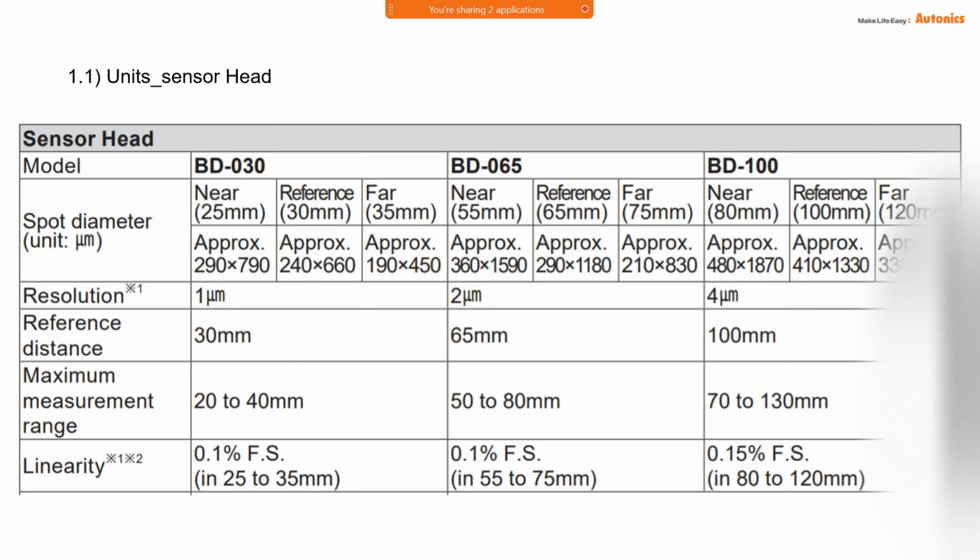For the sensor head spec, there are three models: BD030, BD065, and also BD100. It depends on the spot diameter, with the unit in micrometers. The reference distance for the BD030 is 30 mm, BD065 is 65 mm, and BD100 is 100 mm. The maximum measuring range for BD030 is 20 to 40 mm, BD065 is 50 to 80 mm, and BD100 is 70 to 130 mm.